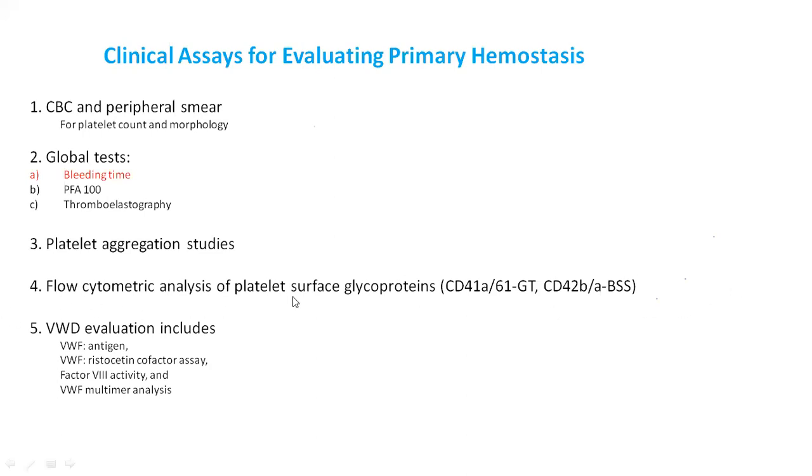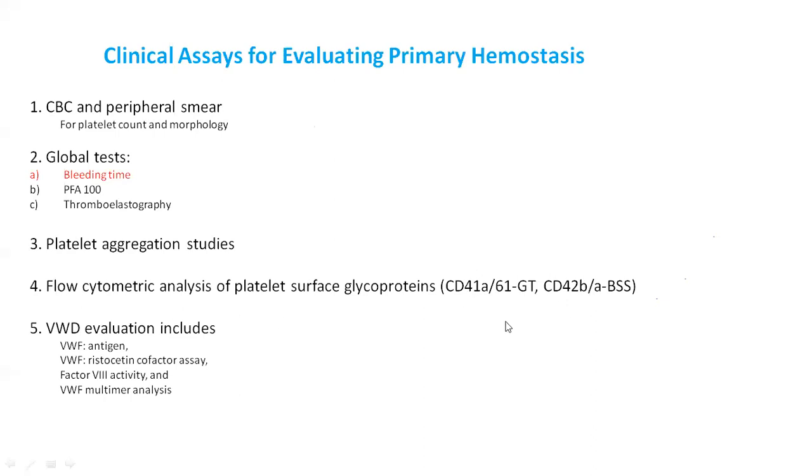The other alternative to platelet aggregation studies is to look for platelet surface glycoproteins, and this can be done in any routine lab like Lalpath and Vimta. What you are sending is a request for flow cytometric analysis of surface glycoproteins. If you ask for CD41A and CD61, if deficient, it is Glanzmann thrombasthenia. If you ask for CD42B and A, if deficient, it is Bernard-Soulier. These are the two common things you are going to look for in platelet functional disorders. Up to this, you can finish your basic investigation if you're suspecting a platelet functional disorder.